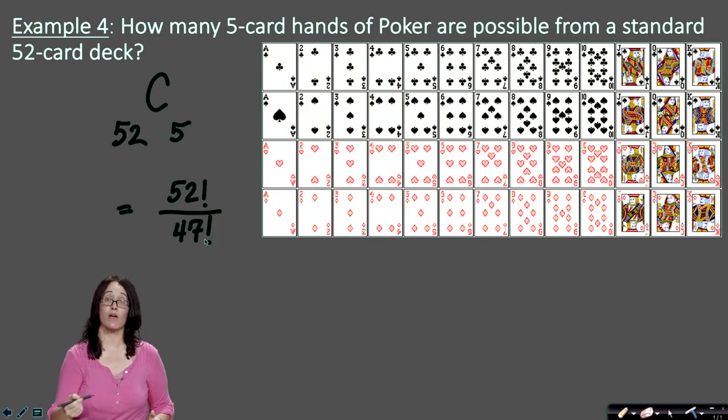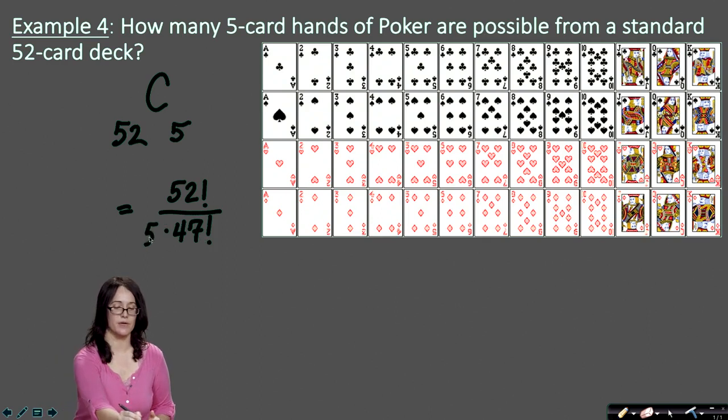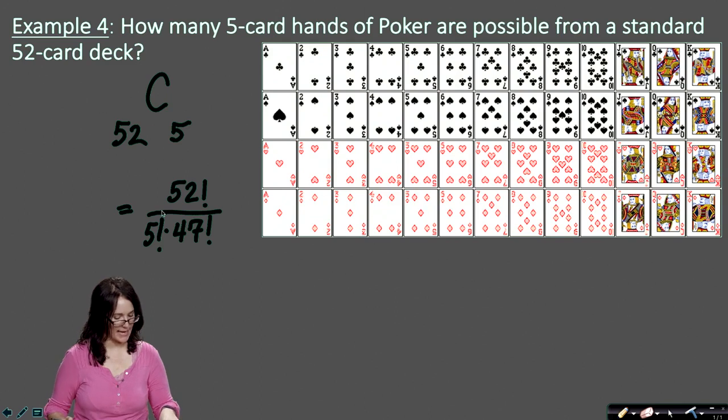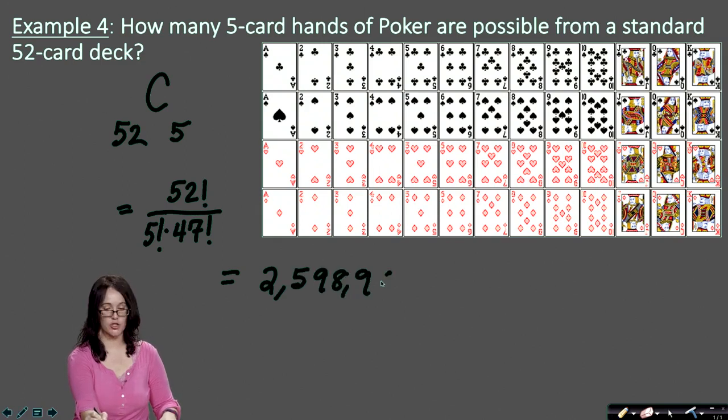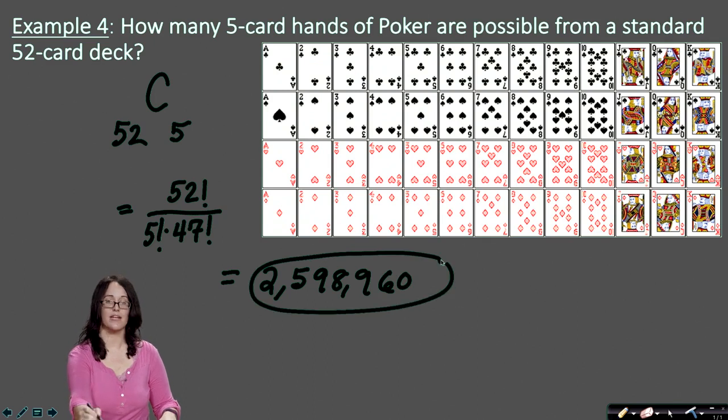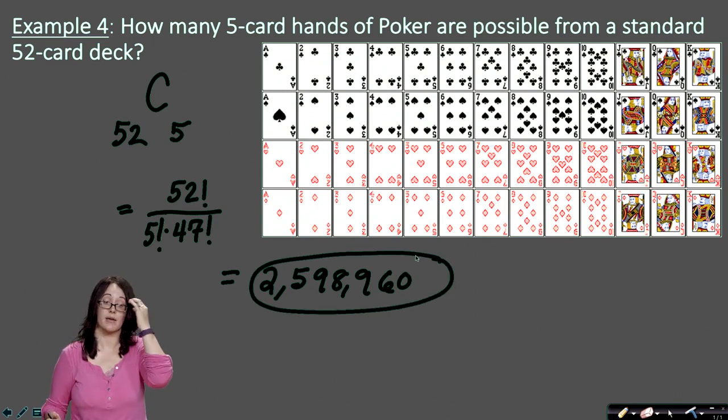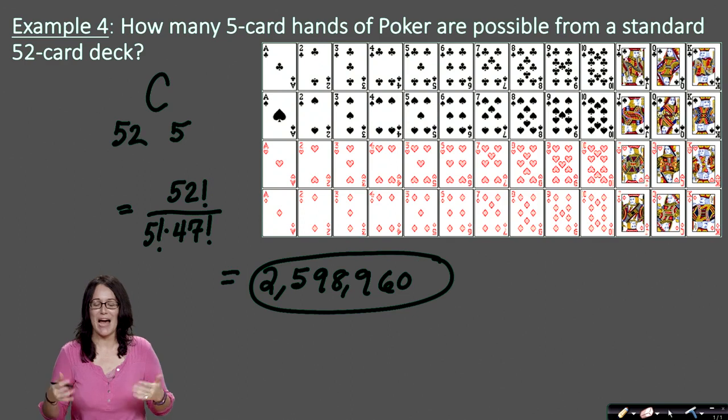And then you'd have to do the r factorial as well, which is 5 factorial. And when you calculate all of that out by hand and cancel everything, you will get 2,598,960. In fact, you could Google that to check, right? Type in your Google, if you have time and you're curious, how many 5-card hands of poker are there? That will be your total every time.